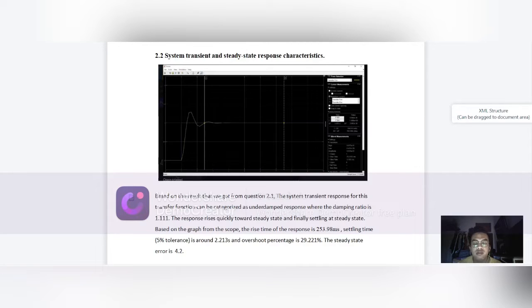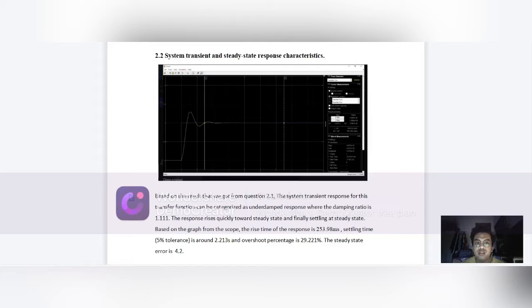My part is question 2.2, system transient and steady state response characteristic. So this figure is the result or output that we got from question 2.1. I will explain the system transient and steady state response based on question 2.1.